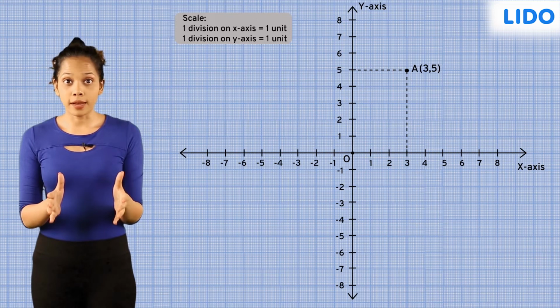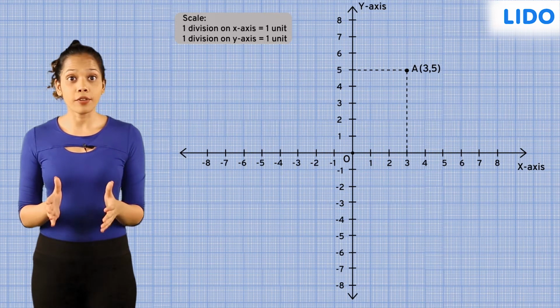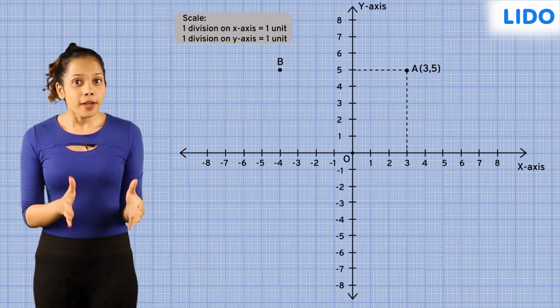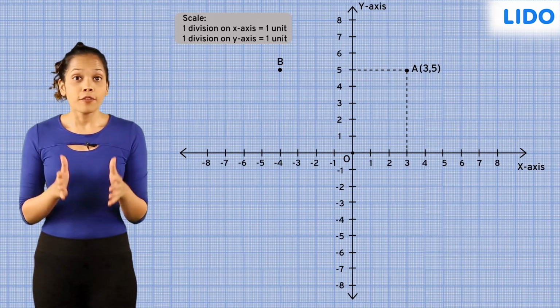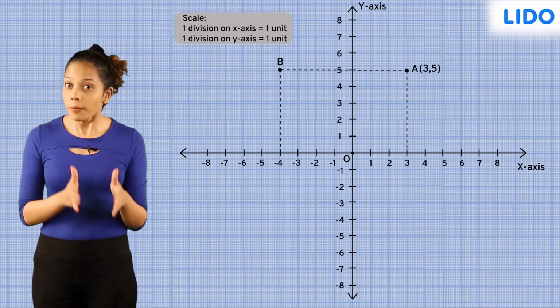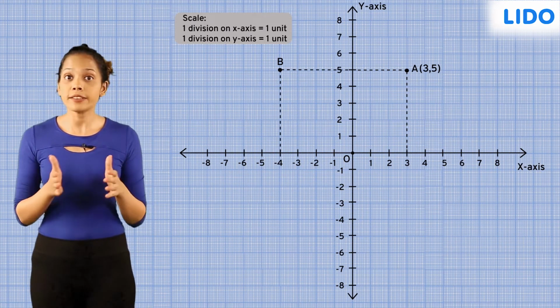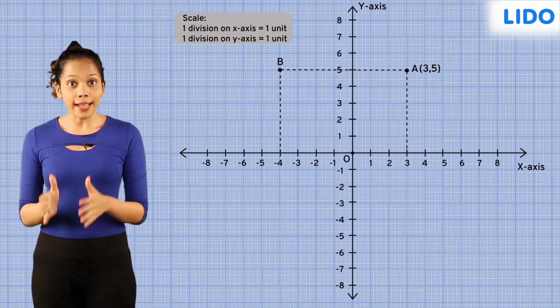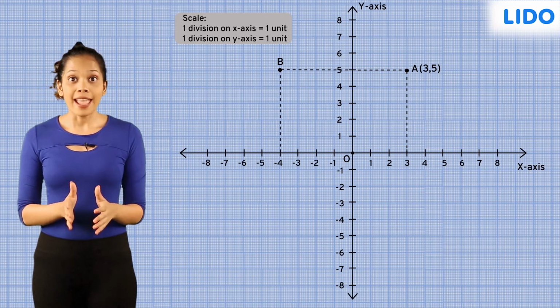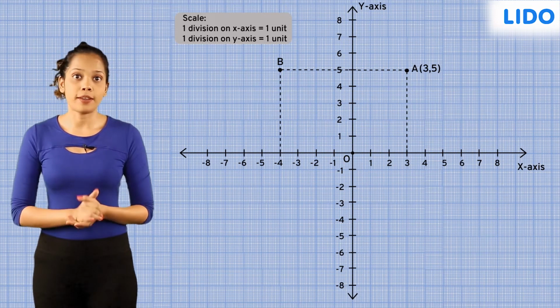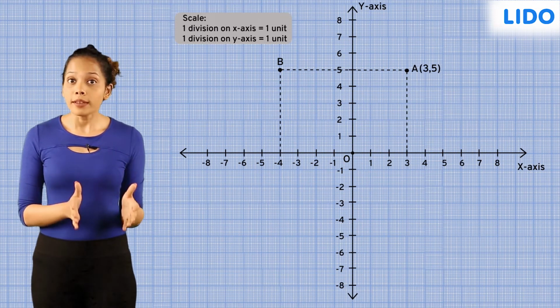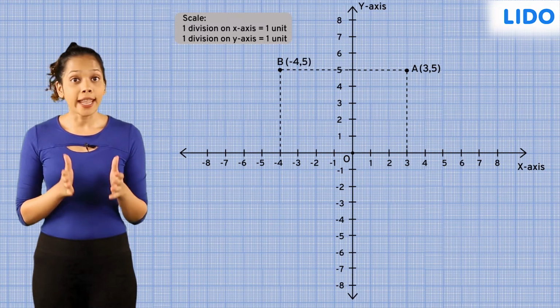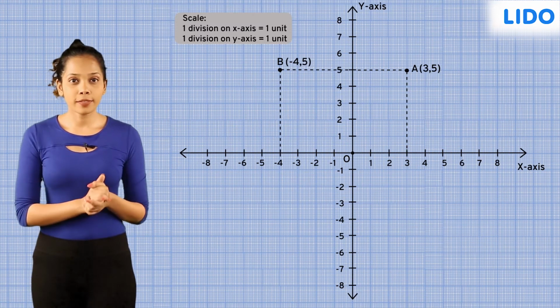Let us now determine the position of another aircraft B. To find the coordinates of this point, we drop perpendiculars from this point on the x and y-axis. These perpendiculars meet the x-axis at -4 and the y-axis at 5. Hence, the coordinates of B are -4, 5.